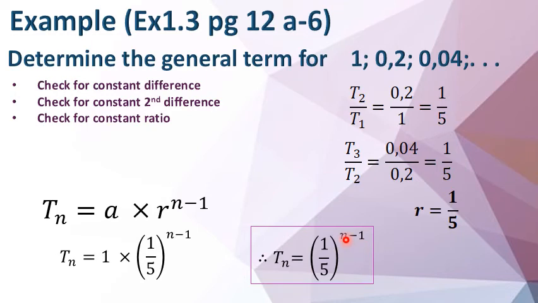Okay, also remember, we can ask you what is the value of the 9th term. Then you go and pop a little 9 in the place of n, and you get the value of a certain term number. What if I asked you which term number has a value of, say, 1 over 15? Then you go and replace this Tn. You replace the left-hand side of the equation with 1 over 15, and you try and solve for n. Now that's what we're going to do in the next example.